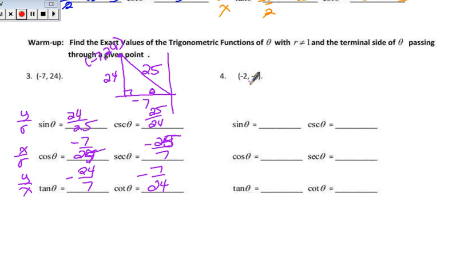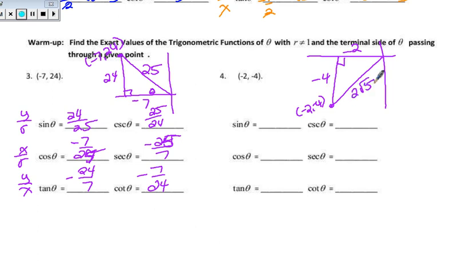Same thing here. Think about which quadrant you are in. If they're both negative, we're going to be in quadrant number 3. So there's our right triangle. The point here is negative 2, negative 4. The x represents the horizontal distance. The y represents the vertical. Using Pythagorean's theorem, we wind up with 20. So we're going to wind up with 2 root 5 for the hypotenuse.